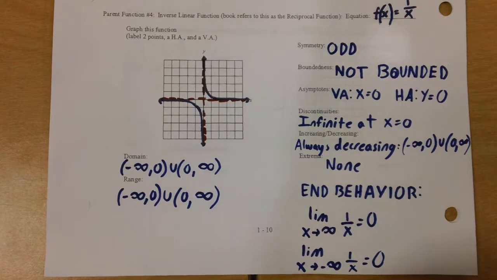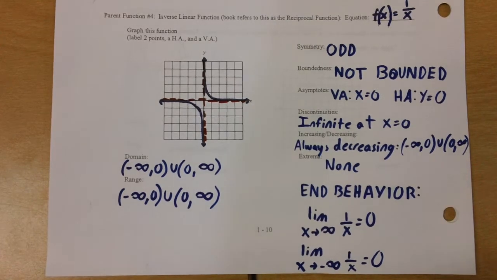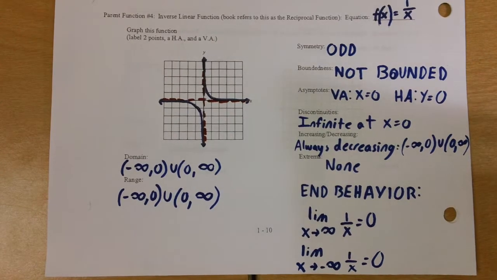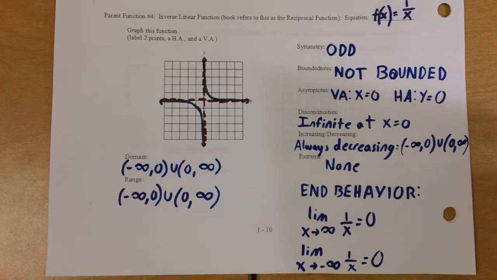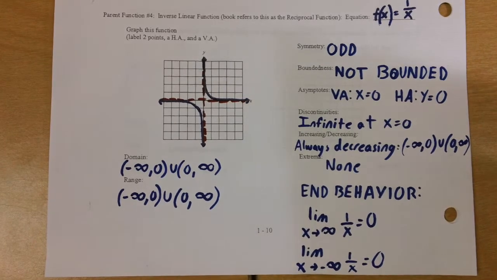The y values of this function are always decreasing from negative infinity up to, but not including 0, and from 0 to infinity. There are no extrema in our function. The end behavior of the function is as the x values increase towards infinity and alternately decrease towards negative infinity, the y value is near 0, making the limit of our function 0.